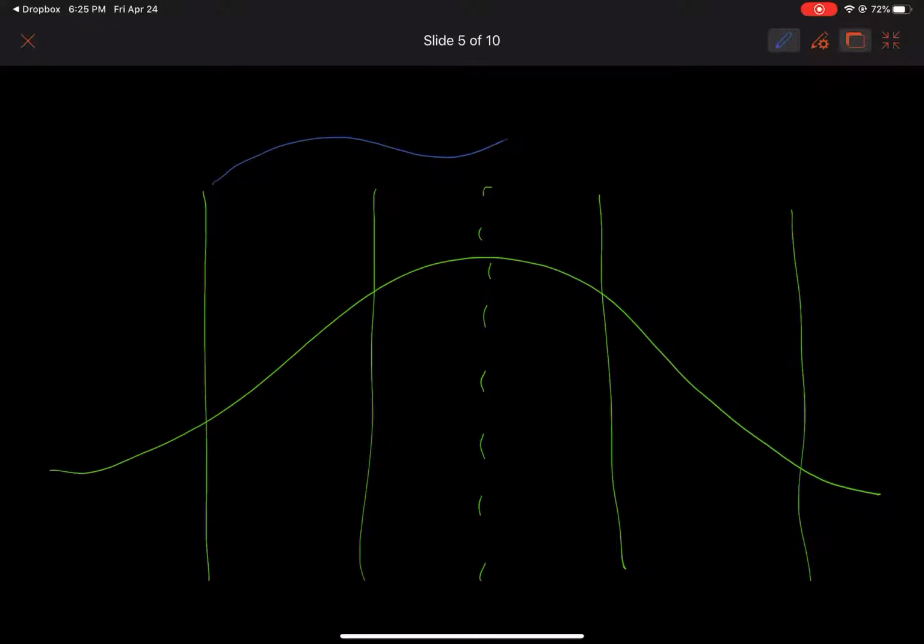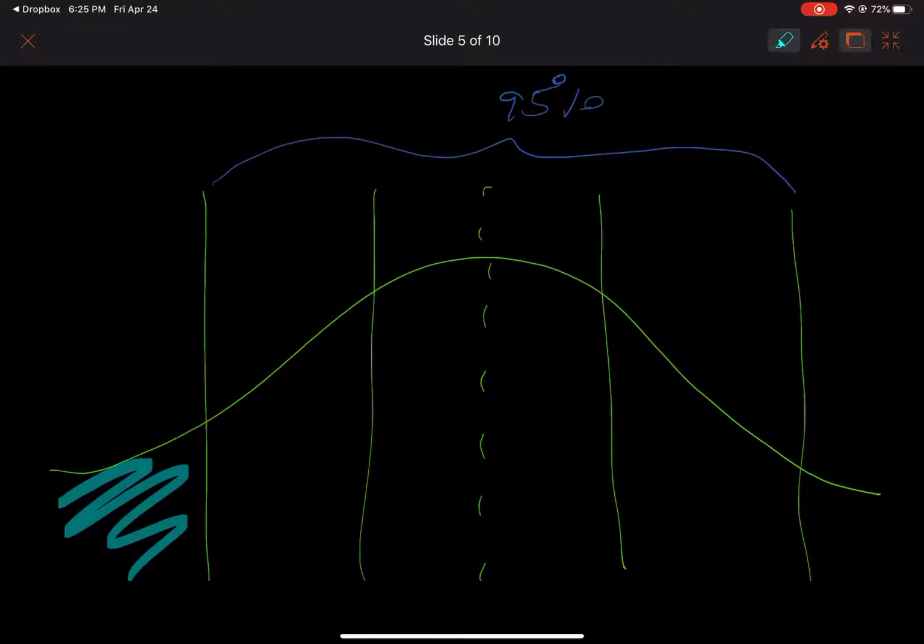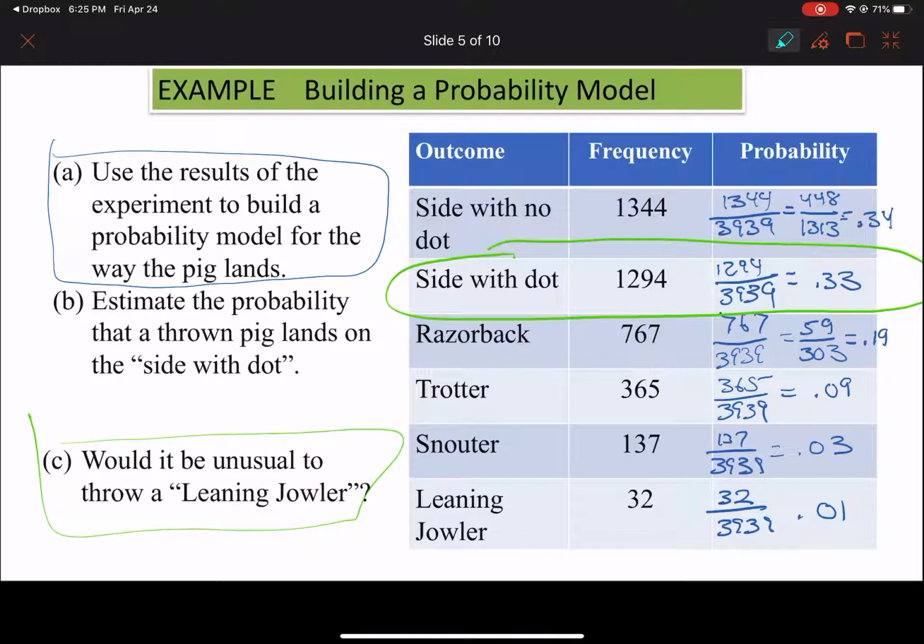So this right here would be 95% of all of our data, within 2 standard deviations away from the mean. So this over here and this over here together is 5%. So anything in that 5% is an outlier. So going back to the other page, if a number is less than 5%, then we consider it unusual.